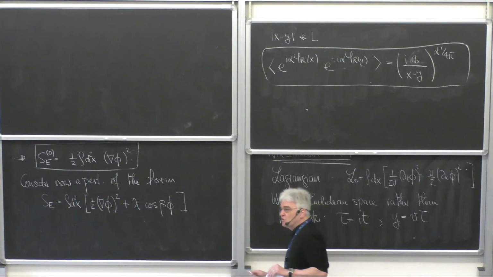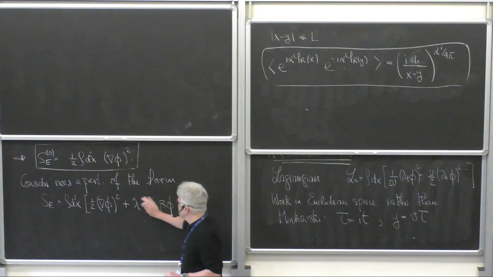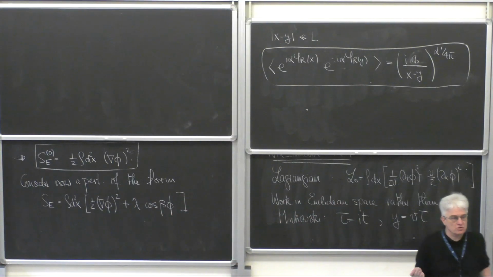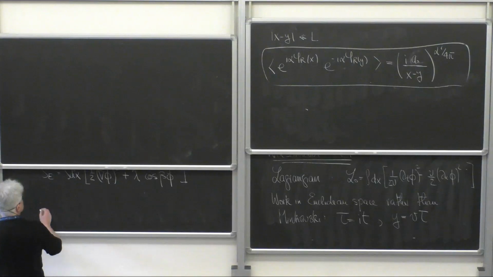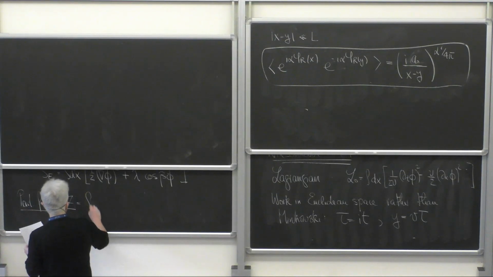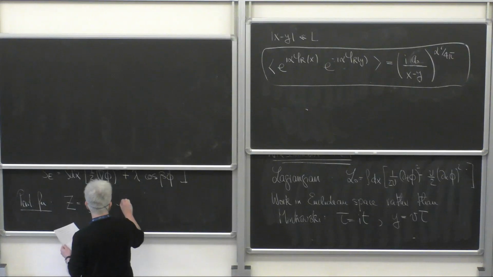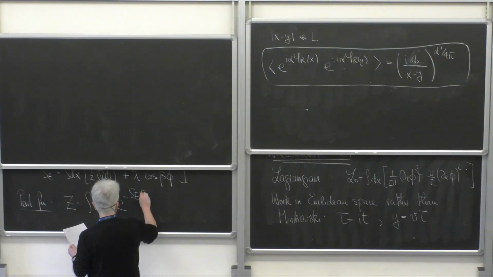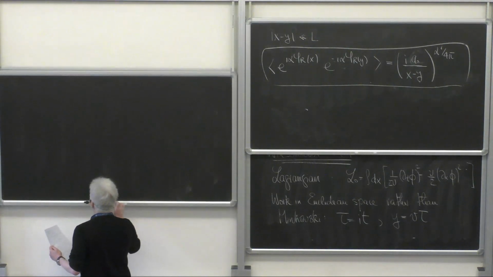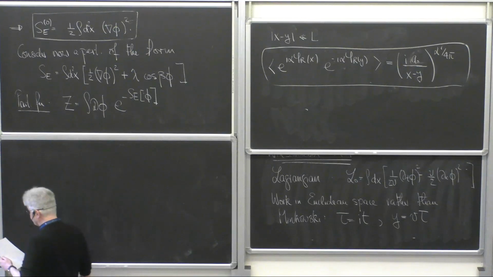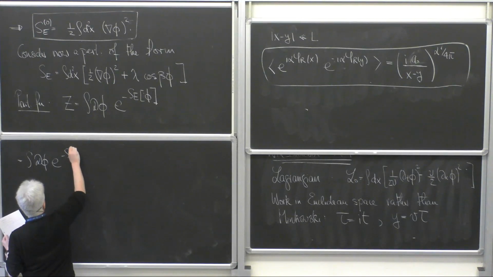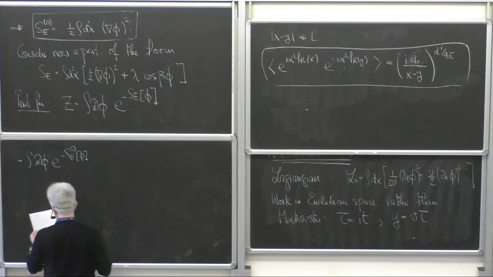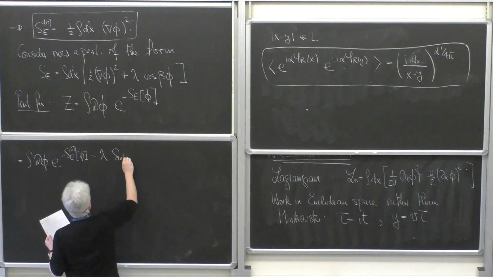Okay, and what we want to understand is whether this perturbation is important or not important, in the renormalization group sense. And the way we do this is we look at the partition function, which I write as a path integral over this Euclidean action, like so. And here I have the free part and then the perturbation.